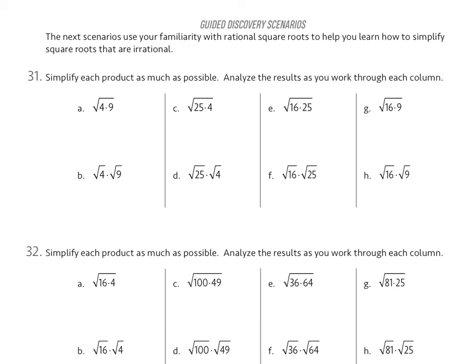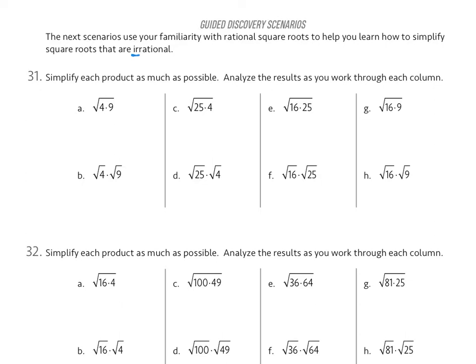The next scenarios use your familiarity with rational square roots to help you learn how to simplify square roots that are irrational. 31. Simplify each product as much as possible. Analyze the results as you work through each column. Part A, the square root of 4 times 9.